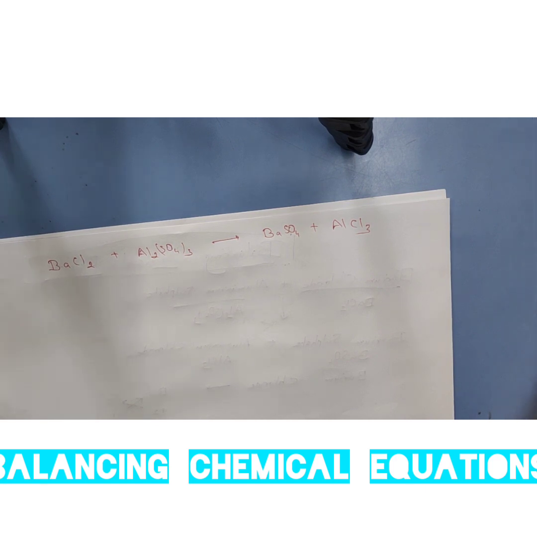But here, the method for balancing a chemical equation is known as the hit and trial method.